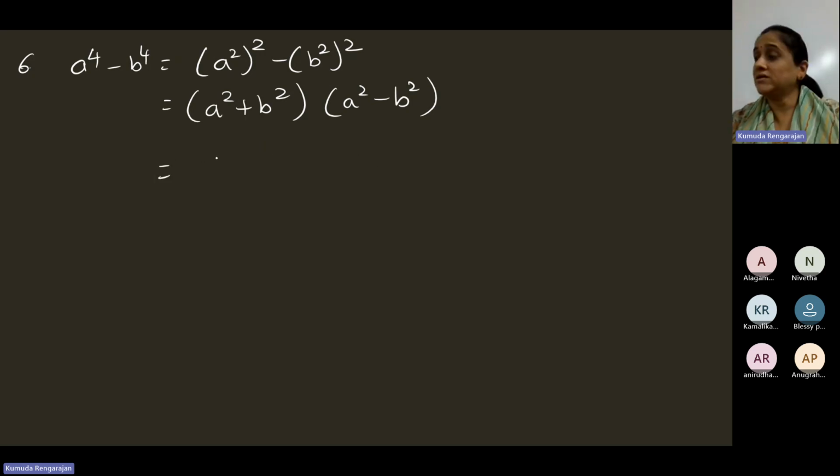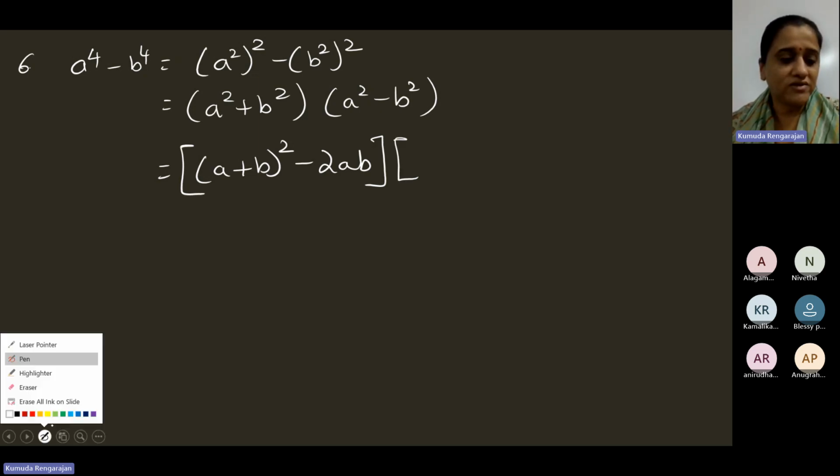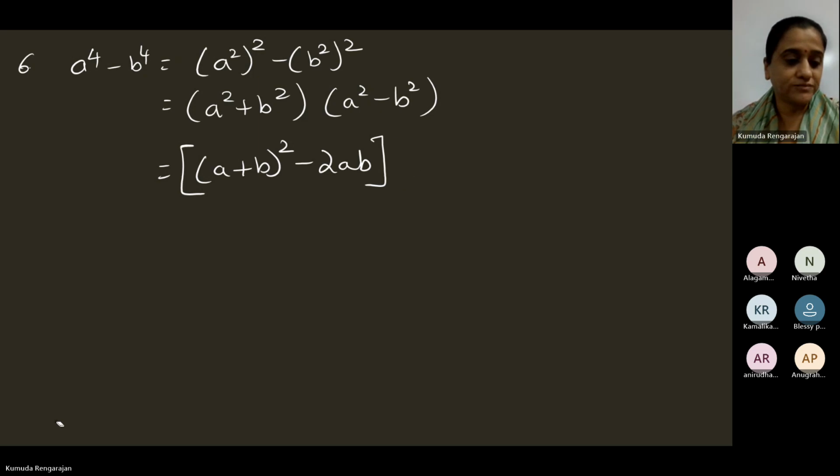Now this a square plus b square, we just learned something, no? So it is what? (a plus b) the whole square minus 2ab. We just saw that. And a square minus b square, we already know is (a plus b) into (a minus b).